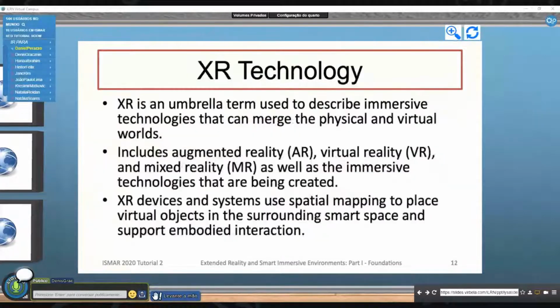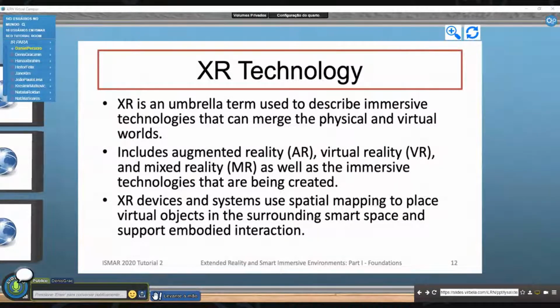But then, when we talk about extended reality, we are really using that as an umbrella term that describes immersive technologies that can merge the physical and virtual worlds. So that includes what you mentioned in the previous slides: augmented reality, virtual reality, and mixed reality, and also other immersive technologies that are being created. All those extended reality devices and systems use, in one way or another, spatial mapping. Why? Because that enables them to place virtual objects in the surrounding smart space and support embodied interaction.